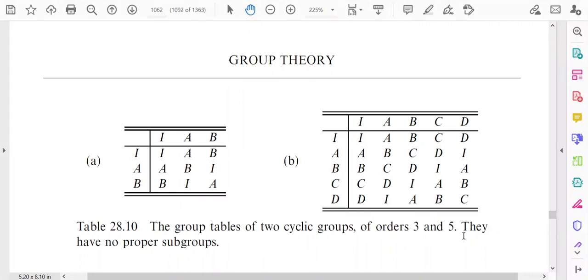In this way, ultimately x to the power m will be equal to I, where m is the order of the group. Now, here I have shown two groups. One is of order 3, that is the value of m is 3, and another group is of order 5, that is the value of m is 5.